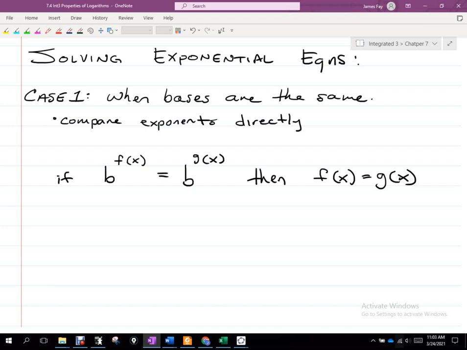So I'll give you an easy start with an example to hopefully validate that statement. Okay, let's start with a base. Let's say our base is 3. So let's just go 2x. That's an exponential equation because the variable is now in an exponent, right? Let's say that is equal to 3 to the 8th.